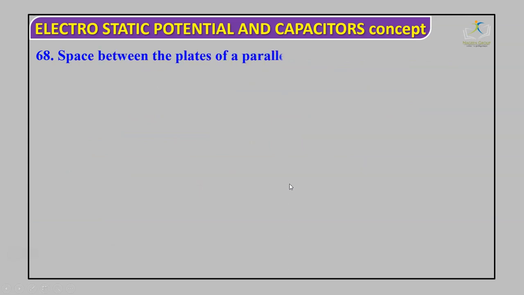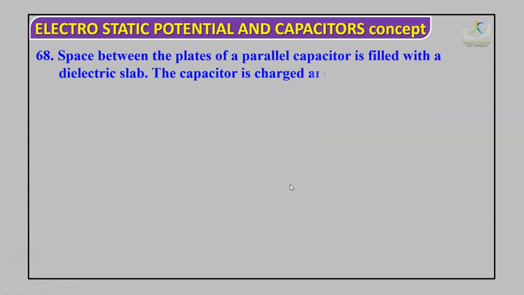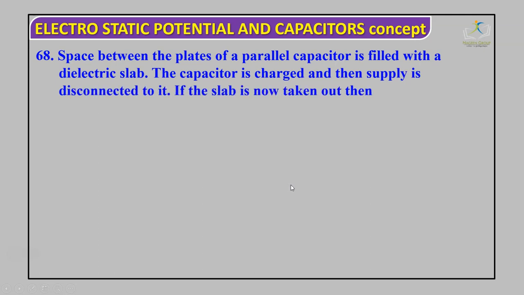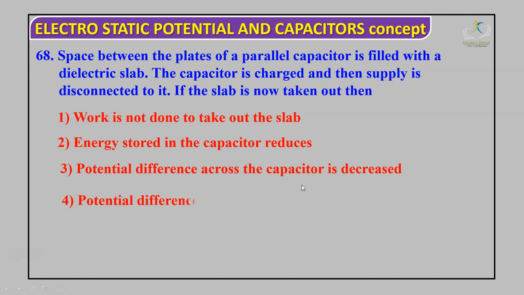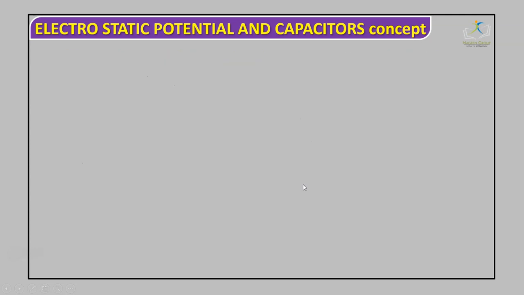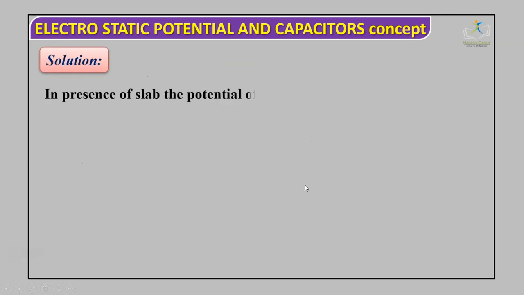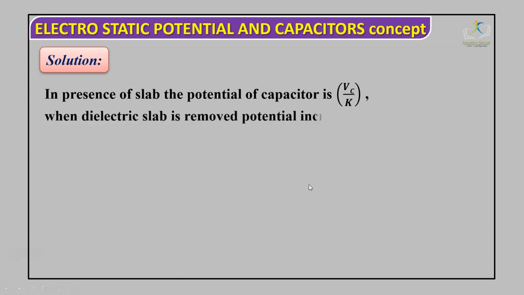Next question: the space between the plates of a parallel plate capacitor is filled with a dielectric slab. The capacitor is charged and then the supply is disconnected. If the slab is now taken out, then work is done to take out the slab, energy stored in the capacitor reduces, potential difference across the capacitor is decreased, or potential difference across the capacitor is increased. The correct option is the 4th. Let us see the solution. In the presence of the slab, the potential of the capacitor is V by K. When the dielectric is removed, potential increases. Hence, the correct option is 4.